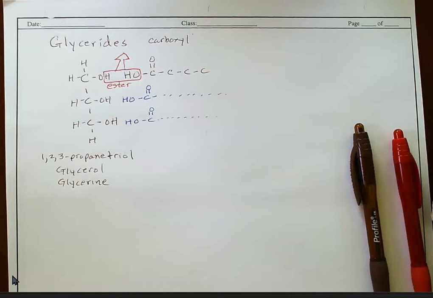So the majority of lipids that we think of from a nutritional standpoint, things that we know we're going to consume in food, and we look at what they're made of and how they're broken down, they're going to be triglycerides. Okay.